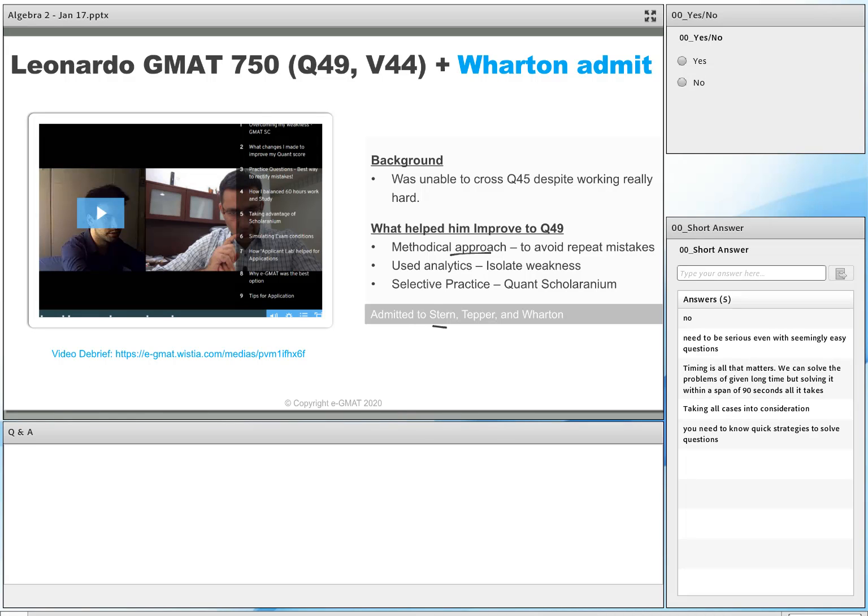He now has a Wharton admit as well, and Wharton at a Q45 is a very distant dream. So again, was this rocket science that he did? Not at all, right? So this is something that all of you need to inculcate. These are just good habits, proper approaches to solve questions. It's a good habit that you need to inculcate within your diet.